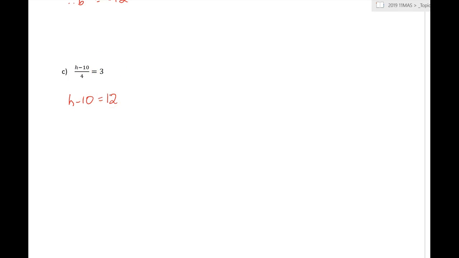Now from here, add 10 to both sides, and I get h is 12 plus 10, and h equals 22. Quick check here just in my head again. 22 minus 10 is 12. 12 divided by 4 is 3. Good with the answer there.